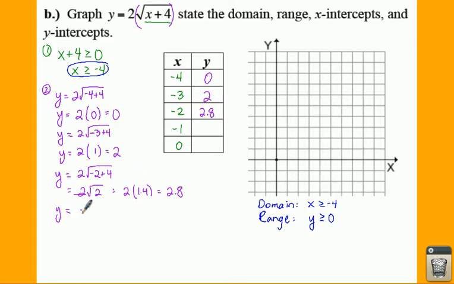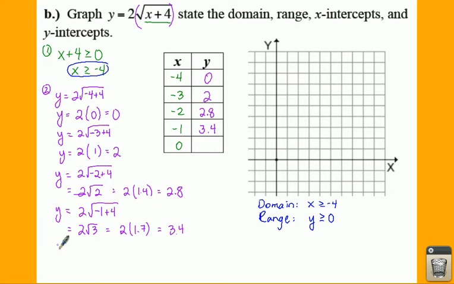Y is equal to 2 times the square root of -1 plus 4. So you get y equals 2 times the square root of 3. 2 radical 3. Anybody know what radical 3 is? Madison? 1.7. That's right, 1.7. So 2 times 1.7 is 3.4.